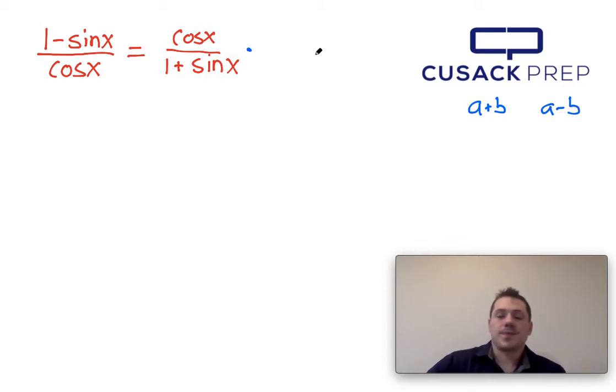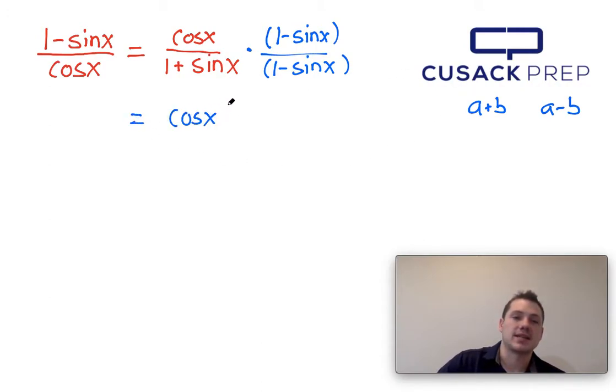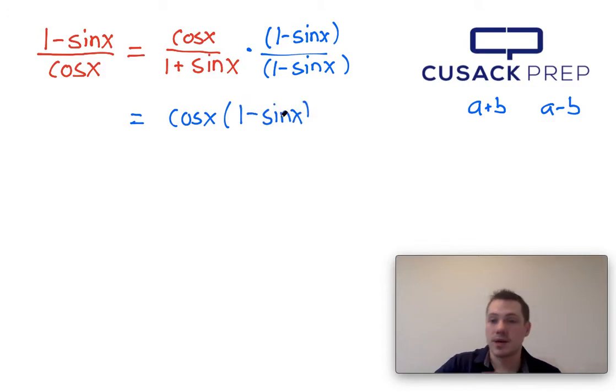So what I'm going to do is multiply this by (1 minus sine of x) over (1 minus sine of x). And when I do that, I'm going to find that my numerator just becomes cosine of x times (1 minus sine of x). I could choose to FOIL, but I'm going to elect not to here because I don't know that it's going to be helpful. And in the denominator, I will FOIL this out.